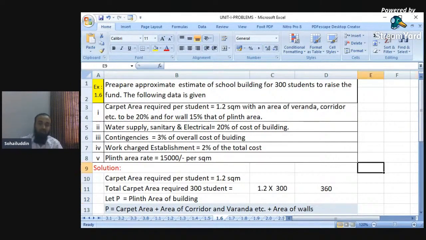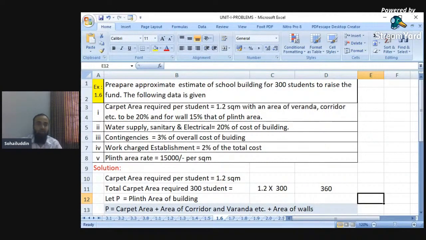So the carpet area required per student, as mentioned in the question, is 1.2 square meters. The total carpet area required for 300 students is just the multiplication of 1.2 square meters per student multiplied by 300, which is 360 square meters.